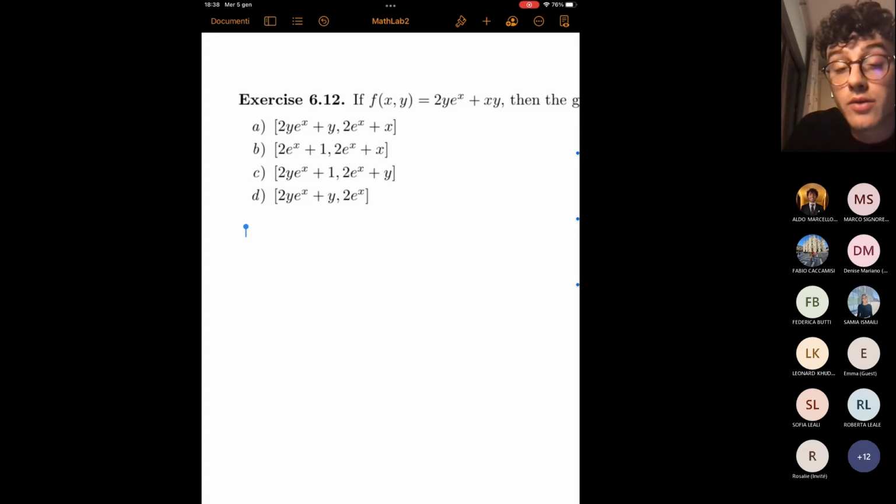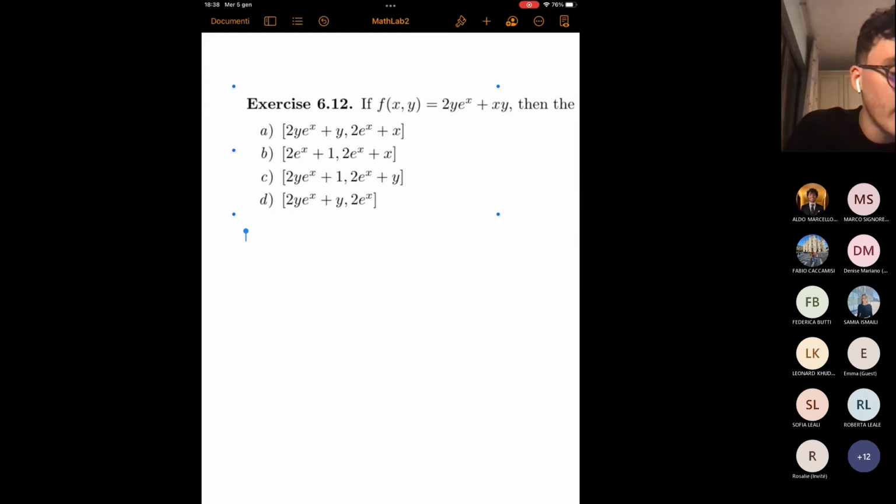Just we have to consider that the derivative of a function which has only one variable is simply y. So the gradient for the x term is 2y e to the x plus y. And so only in the first option, the A option, we have this part of the gradient.